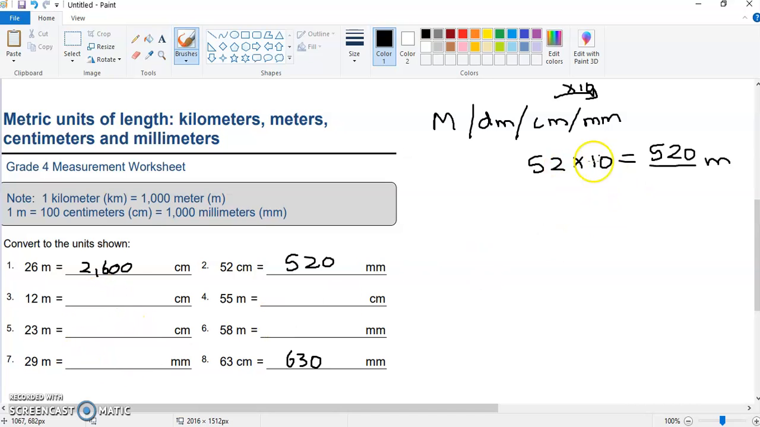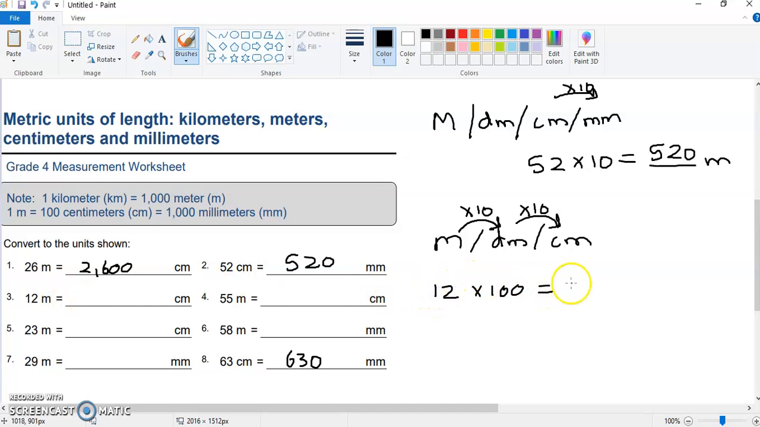And I don't see another one like this one, but if you look at numbers 3, 4, and 5, again, if you have your meters and then your decimeters and then your centimeters, to go from meters to centimeters, each one is to multiply times 10. So times 10 here and then times 10 here. So 10 times 10, that's times 100. So if you start with 12, like in number 3, 12 times 100, well, that's 12 times 1 plus 2 zeros. So you're looking at 1,200.